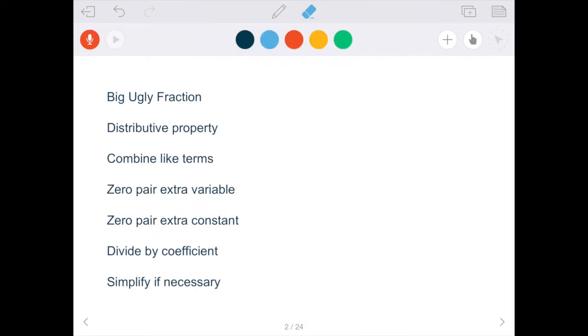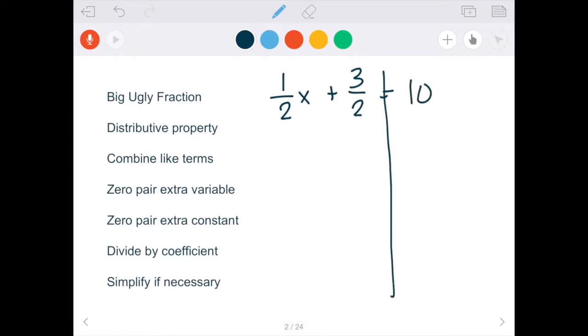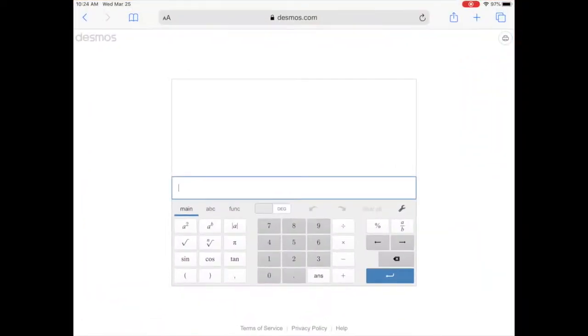Let's talk about what happens when you have fractions in your problem. So let's say we have 1/2 x plus 3/2 equals 10. So if you look at your denominators and they're both the same number, you're going to make giant parentheses and you're going to create your own distributive property with whatever the number that denominator is. And you can just type into Desmos and let Desmos do this. 2 times 1/2. And let's pull up Desmos and I'll show you. 2 times 1/2. All right. And Desmos shows you that the answer is 1.